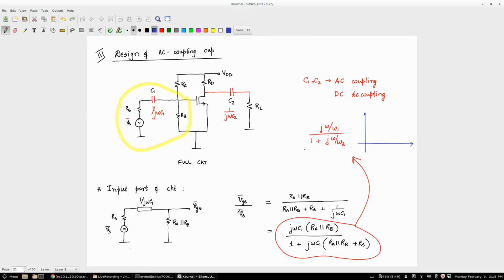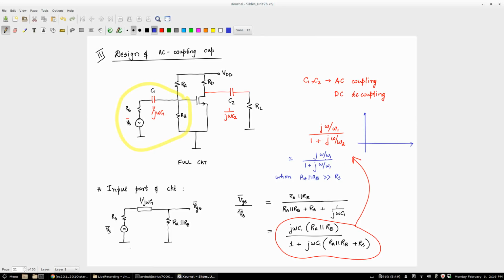So what is this response like? Is this a low pass filter or a high pass filter? Right? Why do you say that? At omega equal to 0, assume that this is that, which is approximately equal to j omega by omega 1 divided by 1 plus j omega by omega 1. When is this the case? When R_A parallel R_B is greater than RS.